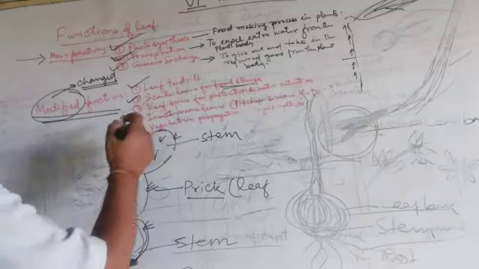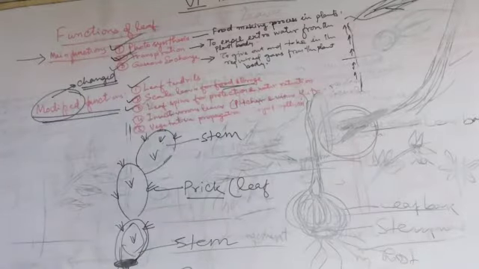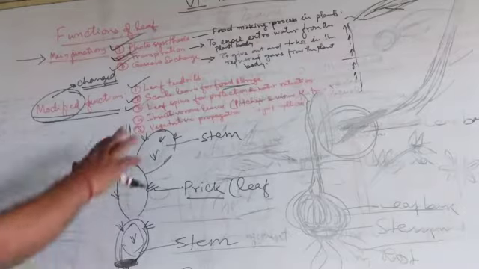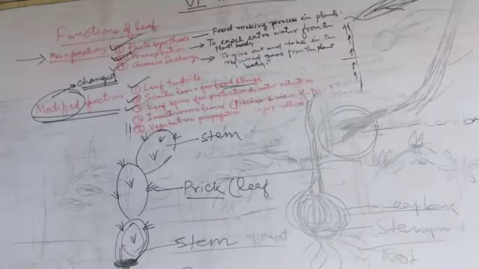So the third kind of modified function of the leaf is leaf spine, and there are two reasons. One is to retain the extra water in the plant body, and the second purpose of this modification is to protect the plant from getting grazed away by grazing animals, the herbivores, camel, goat and donkey.